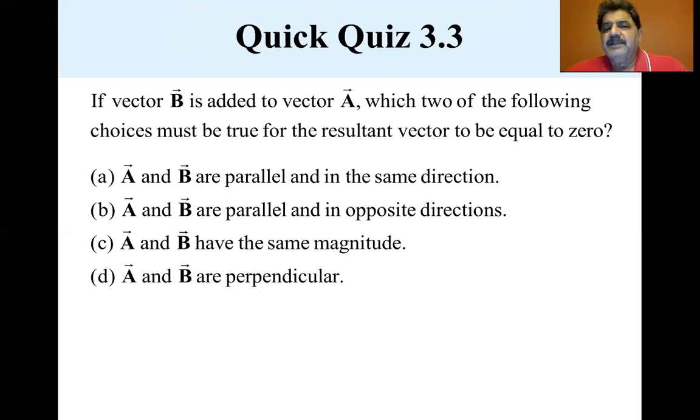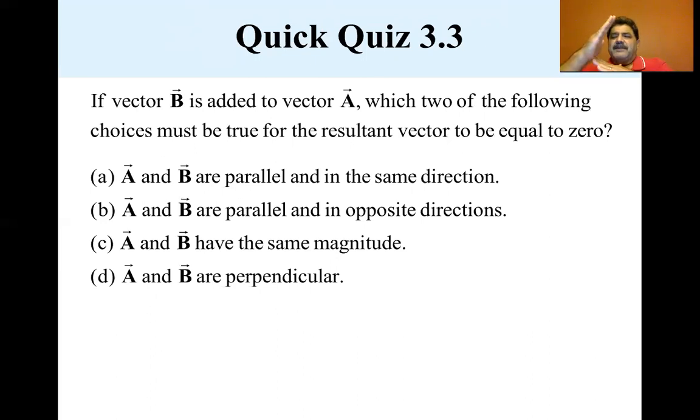Now let's think about each of these answers. If A and B are parallel and in the same direction, then they would add. Now, if A and B are parallel in an opposite direction, well, that's an improvement, but it doesn't quite give the whole answer. So A and B have to be parallel and in opposite direction, but there's one more stipulation. They have to have the same magnitude. In order to cancel out, they must have the same magnitude.